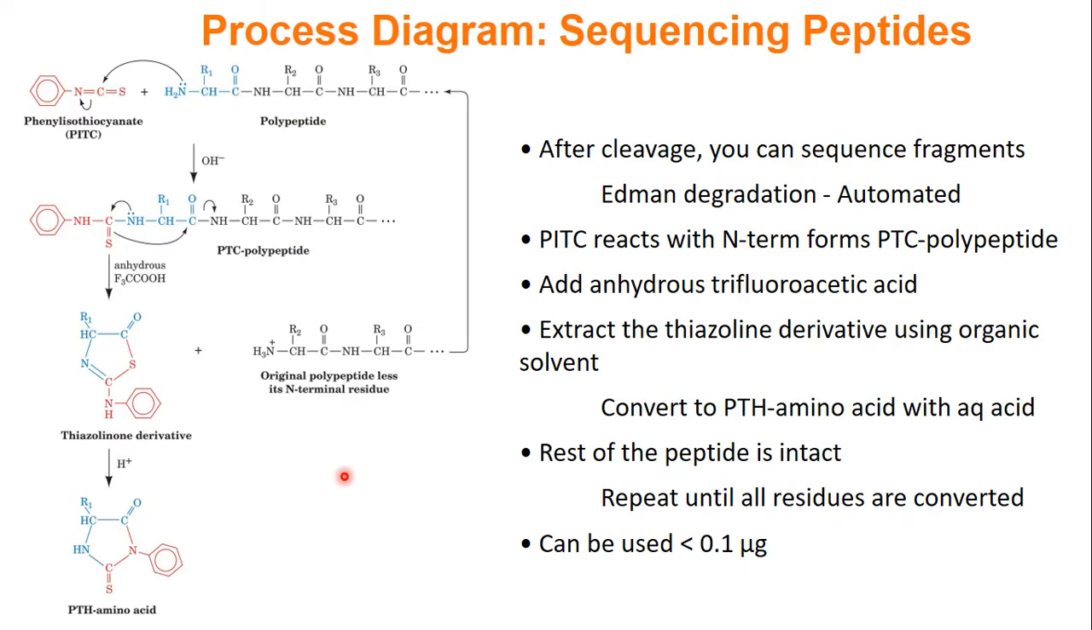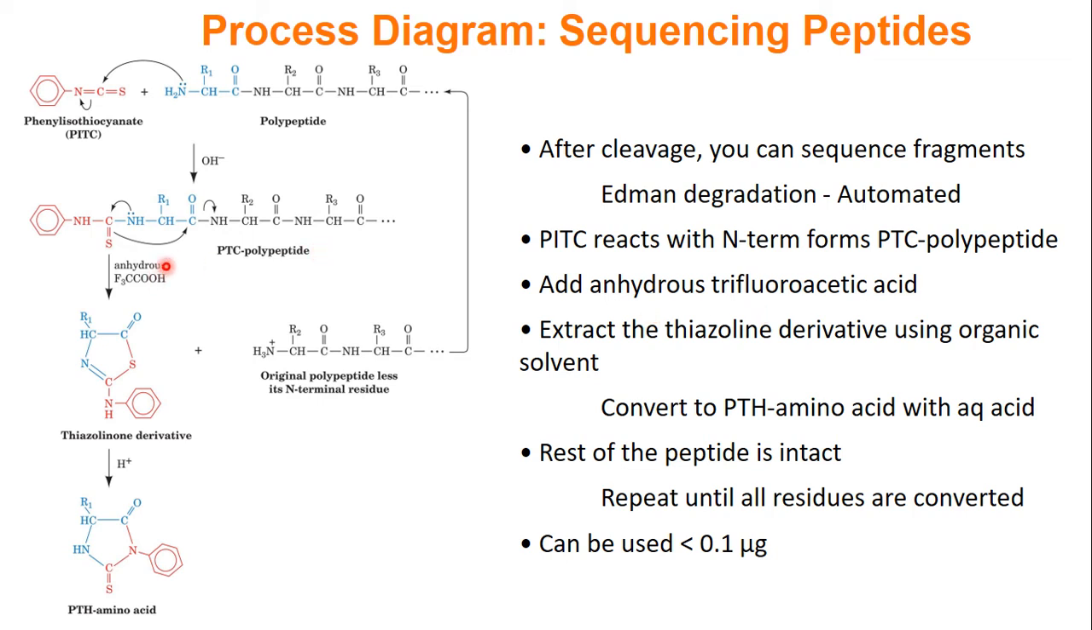Now, let's take a look at sequencing peptides. Another way we can sequence peptides is through using the reagent PITC. PITC, again, will interact with the N-terminus. And you do this in basic conditions. After you have this reaction, you add anhydrous trifluoroacetic acid. That means no water, it's pure trifluoroacetic acid.